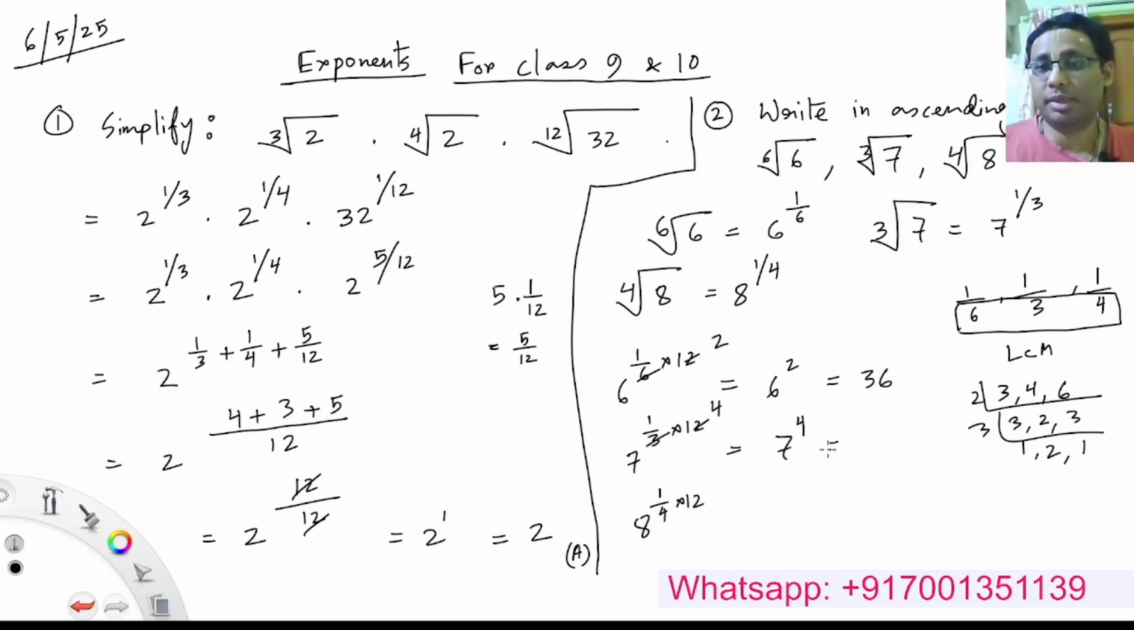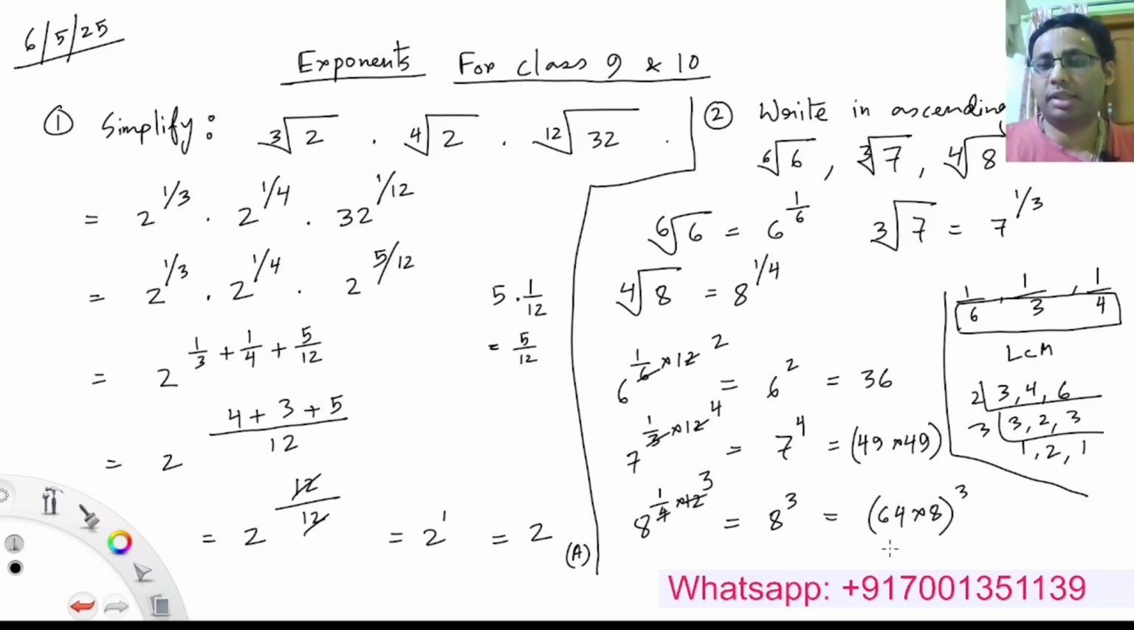7 to the power 4 means 49 into 49, yes or no? You don't have to solve it. Now 4 times 3 is 12, that means 8 to the power 3. 8 to the power 3, how much is that? I think 64 into 8, right? Now you have to just think how much that will be.